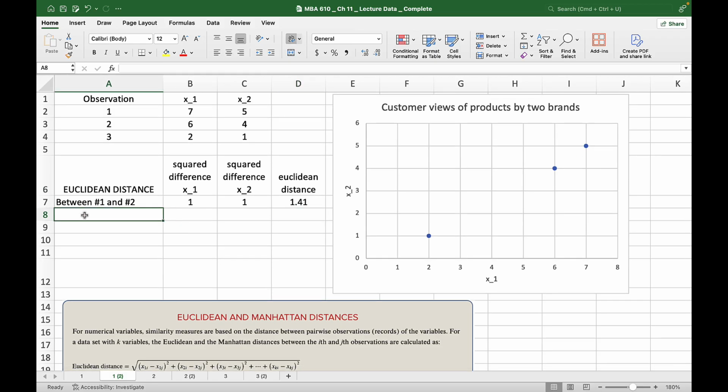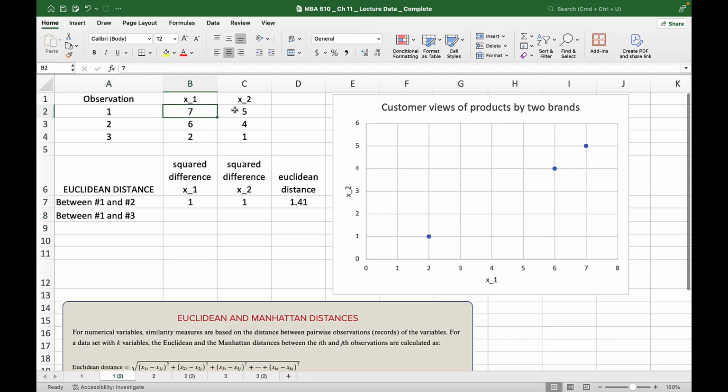Well, what's the difference between observation 1 and observation 3? This person here and this person here? Well, we can tell that person 1 engaged more with both brands than did person 3. And the difference between person 1 and 2's behavior is going to be smaller. They're similar. They looked at a similar number of products, more so than either of them did with person number 3. So let's calculate the distance between person 1 and person 3.